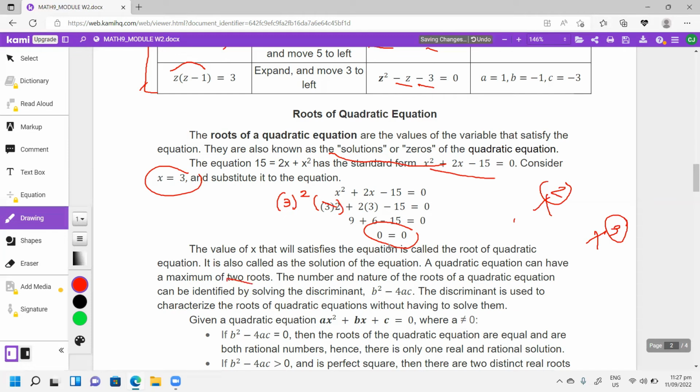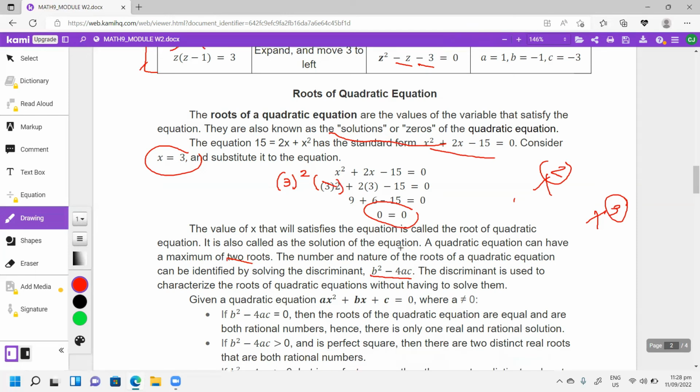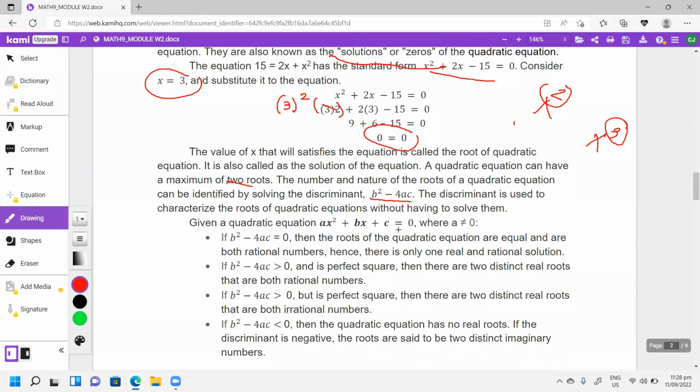Also, the number and nature of roots of a quadratic equation can be identified by solving the discriminant, b squared minus 4ac. So this is the discriminant formula. The discriminant is used to characterize the roots of a quadratic equation without having to solve them. So we have here a guide.